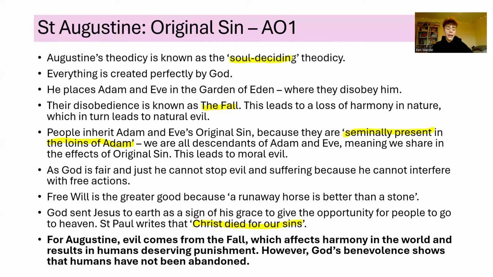So for Augustine, there is no blame put on God whatsoever. God did a good thing by giving them free will. All of the blame is placed onto Adam and Eve. However, remember, there is a glimmer of hope. There is a little slither of optimism because God's omnibenevolence shows that humans have not been abandoned. He then chooses to send his son into the world in order to save the world from sin. And that is why there is the incarnation at Christmas.